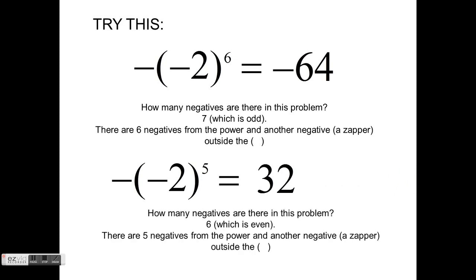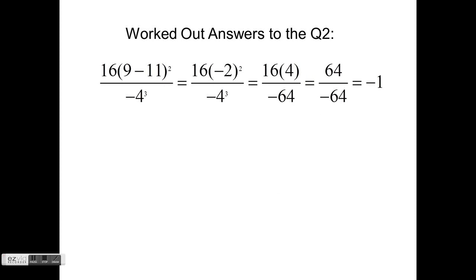Again, 5 negatives from inside to the power, plus the 1 outside zapper, 5 plus 1 is 6. That's even, so the answer is positive. Now I'm going to give you the worked out answers to the harder ones so you can find your mistakes. You can freeze the video if you need to.